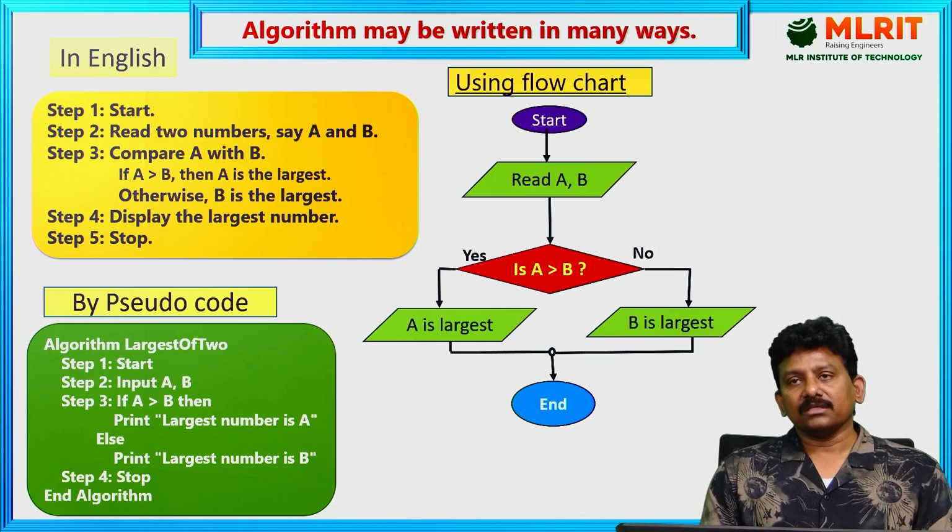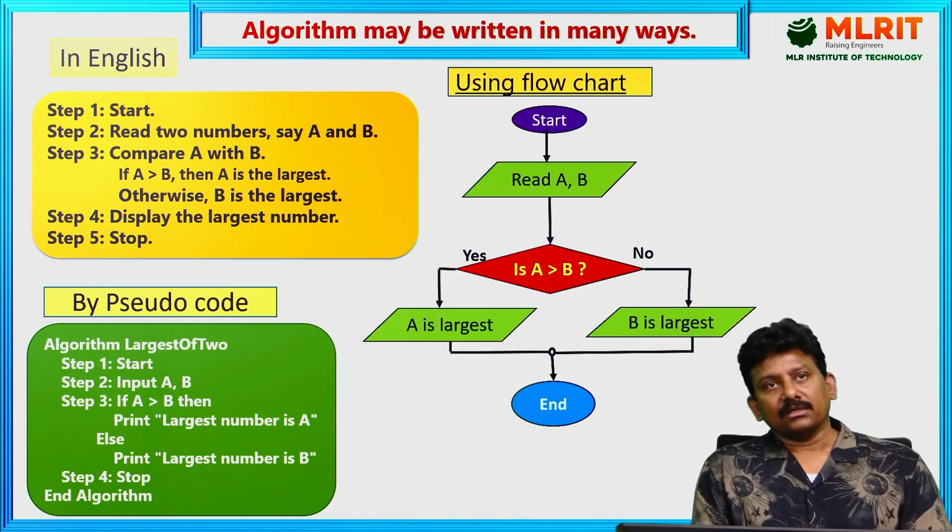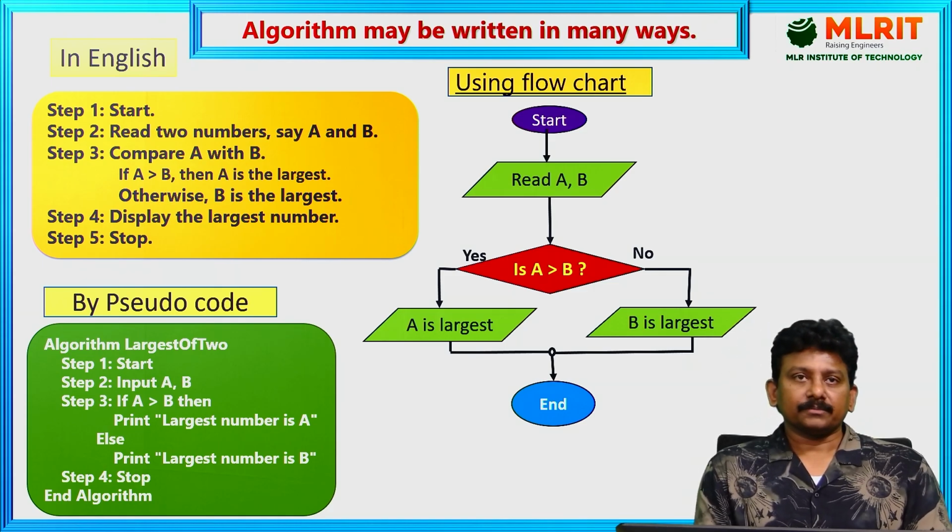If the condition is true, if the condition is satisfied, A is largest. Otherwise, the condition fails, B is largest. So based on the condition, we will get the result. So the final step is end. So any algorithm can be represented by using natural language, or by using pseudocode or a flowchart.